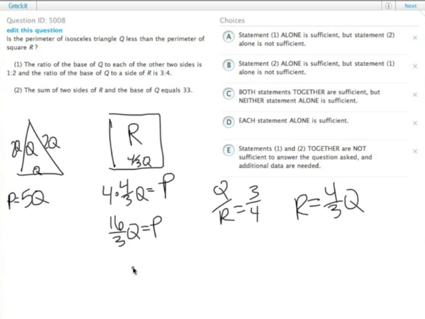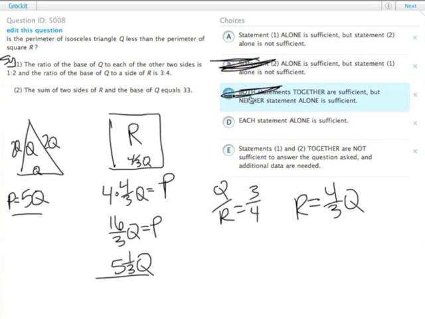And this is 5 1/3 Q's. So clearly, the perimeter of isosceles triangle Q is less than the perimeter of square R. This is 5Q, and this is 5 1/3 Q for the perimeter. So statement 1 is sufficient to tell us yes. It's not B on its own, nor is it in either of these insufficient answer choices.